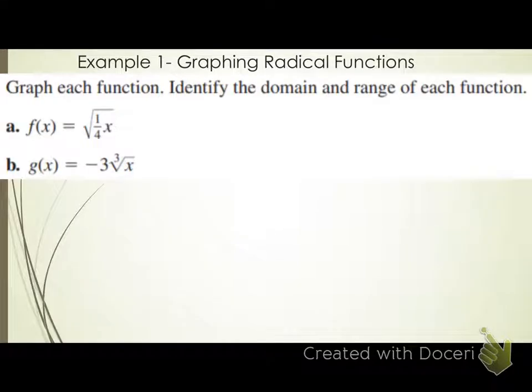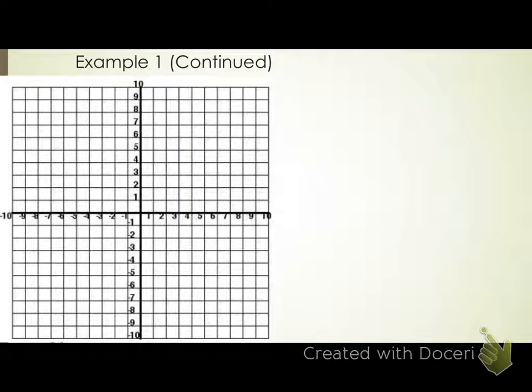B. G of x equals negative 3 times the cube root of x. So on letter A, I wasn't able to plug in any negatives, was I? Because it was a square root. Can I plug in negatives on this one? I can take the cube root of negatives.